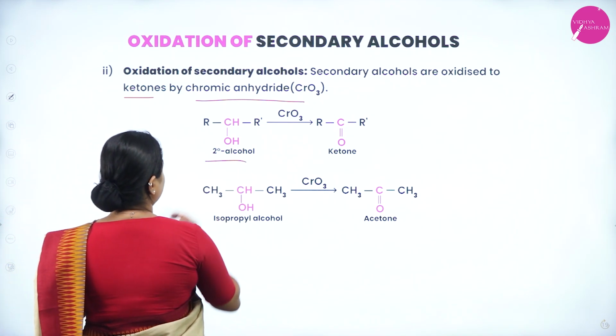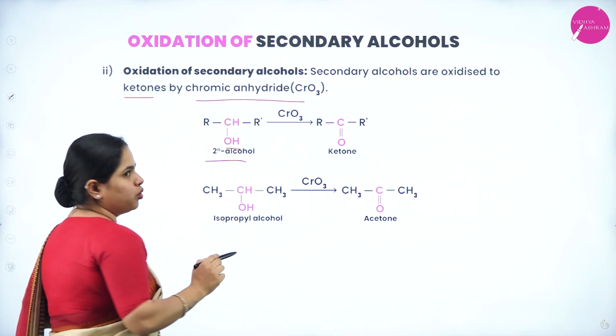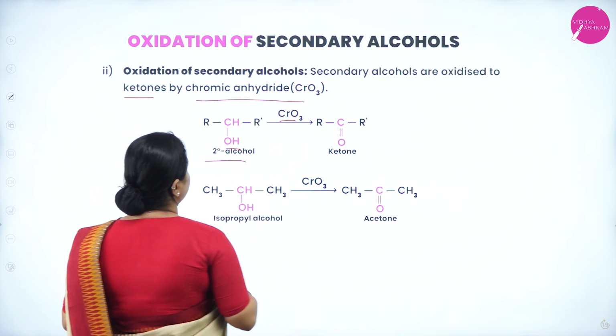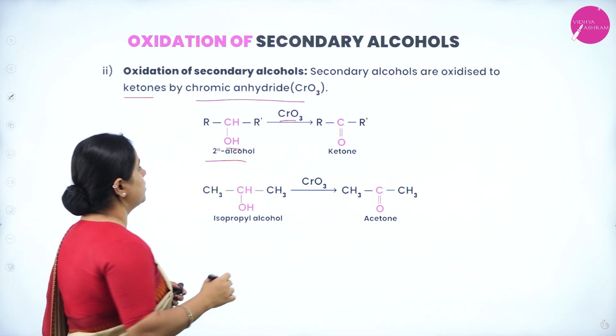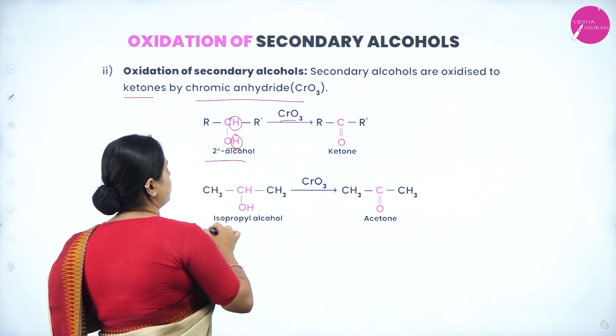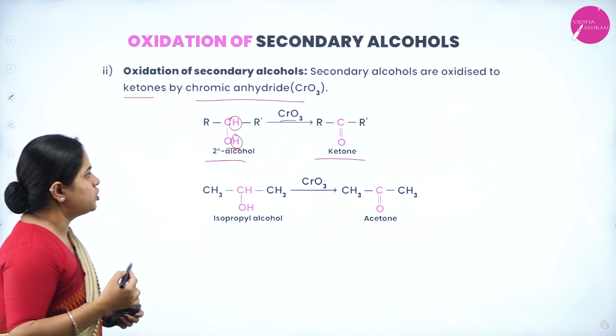So this is a secondary alcohol. You can see the hydroxyl group attached to the carbon, which is attached to two other carbon atoms. So this is a secondary alcohol. Now, in the presence of CrO3, what happens? Yes, again hydrogen will be removed. One hydrogen from here, one hydrogen from here. So you will get a double bond here, which is a ketone, right? C double bond O. So this is a ketone.